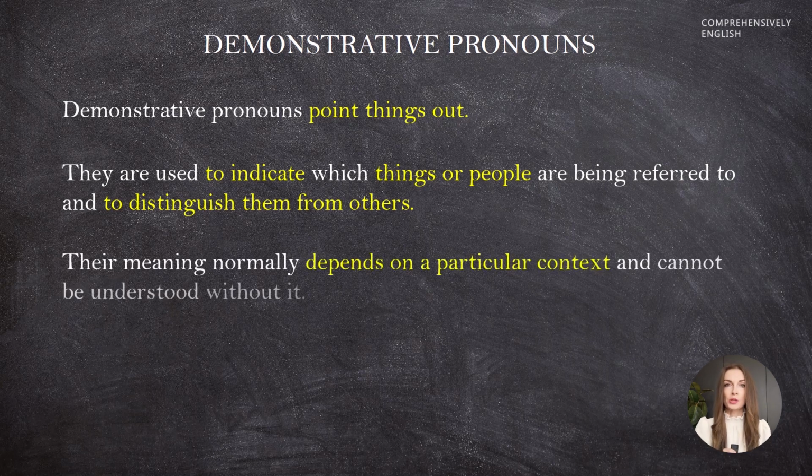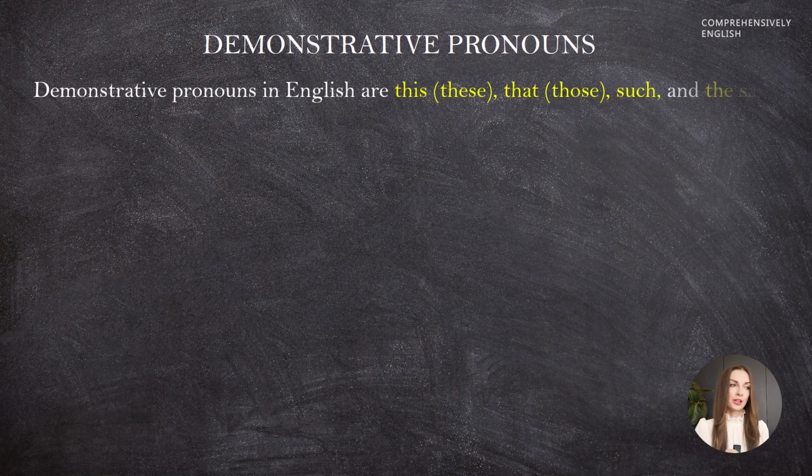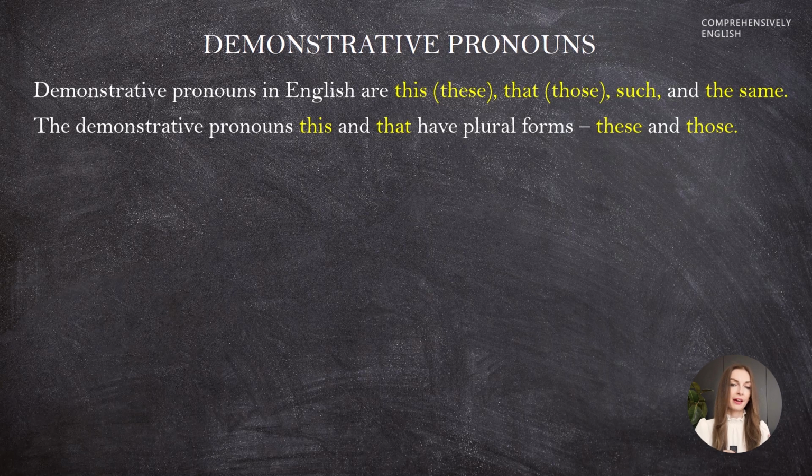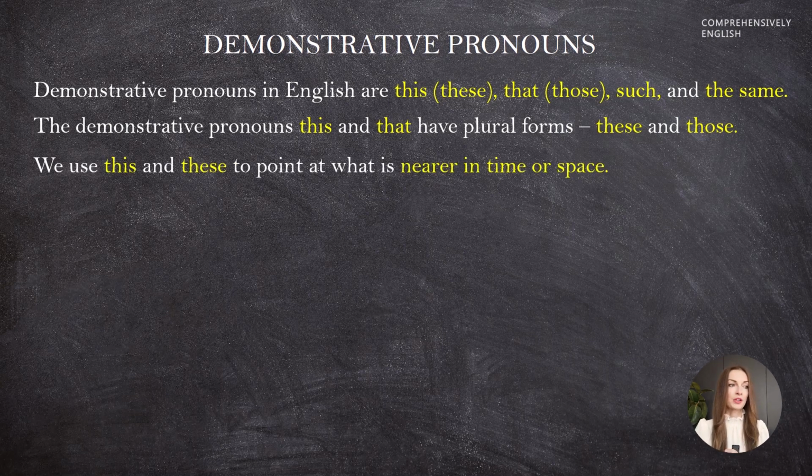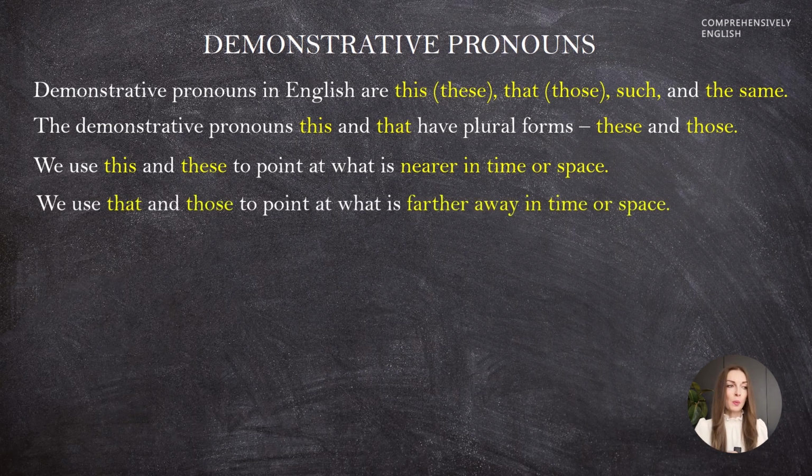The meaning of demonstrative pronouns normally depends on a particular context and cannot be understood without it. So what are these words? These are this or these, that or those, such, and the same. The demonstrative pronouns this and that have plural forms, and this way we have this, these, that, and those. We use this and these to point at what is nearer in time or space, and we use that and those to point at what is further away in time or space.